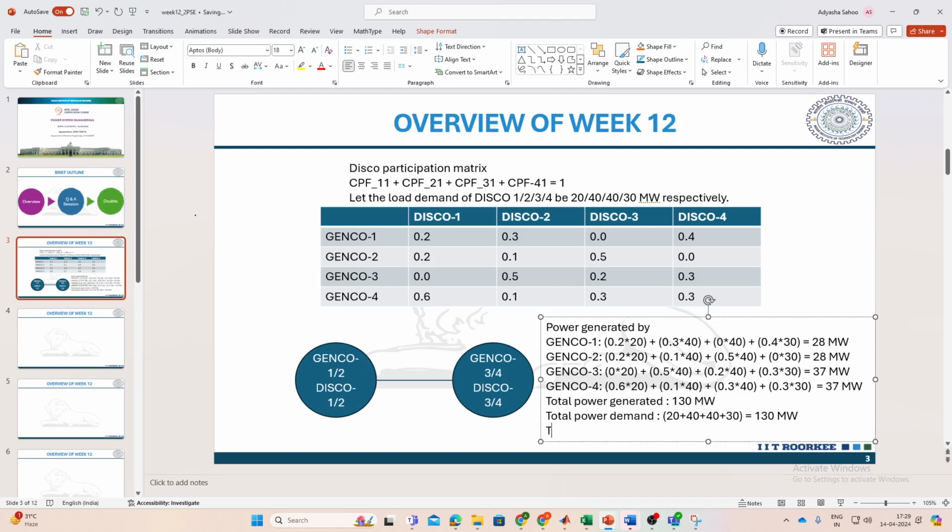So next thing we would like to calculate is the tie line power flow. So from these values, can you tell me what will be the tie line power flow between area 1 to area 2? We have considered this. So that is nothing but, so let me take it to the next slide.